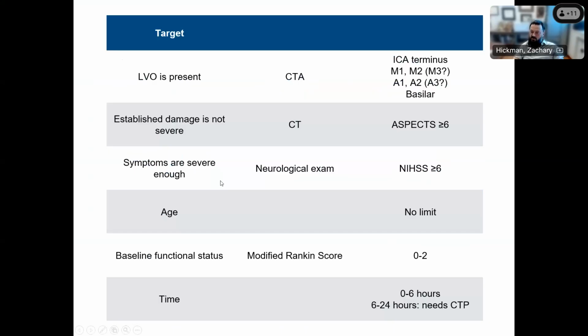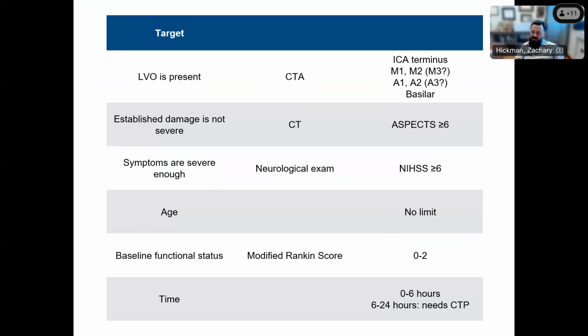Conversely, though, you also want the patient's symptoms to be severe enough. In other words, we don't want to be doing thrombectomies, which are an invasive procedure and have some risk associated with them, on patients that don't have a significant symptomatology associated with that, because that usually means that they have significantly preserved collaterals despite the presence maybe of an LVO.